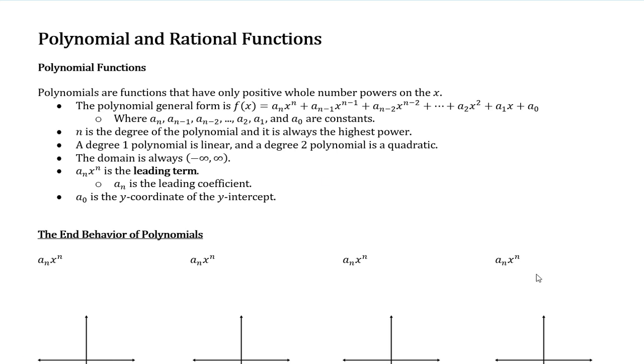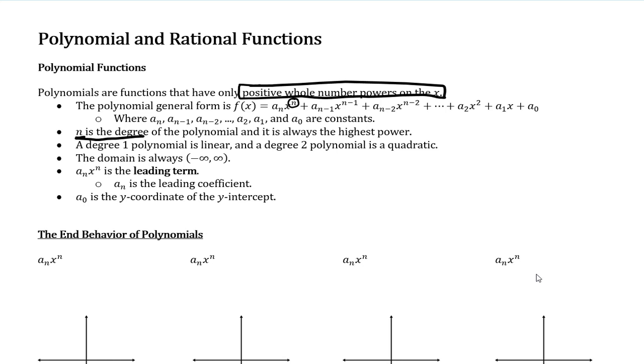So a polynomial function is a function that has positive whole number powers on the x's, however many x's there might be. So here's our general form for it. It looks weird, the general form. The main thing is just really to think if there's positive whole number powers on the x. All the little a things are just coefficients, just regular old numbers. The n is the degree, and it's always the highest power. So whatever the biggest number is for the power is the degree.